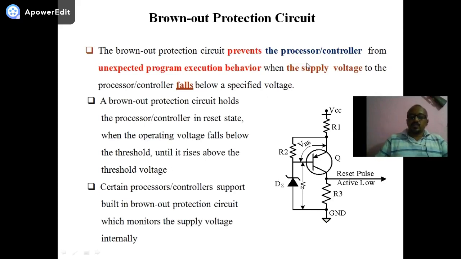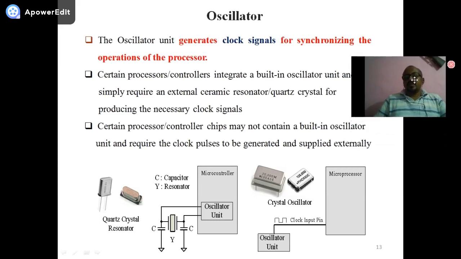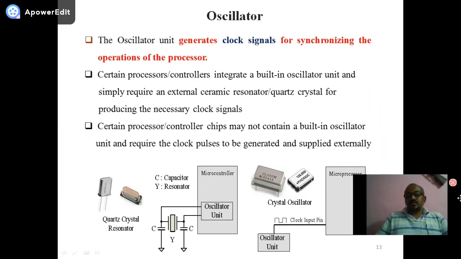Certain processors support built-in brownout circuits, and some need to be connected externally. Nowadays, in most embedded systems, the brownout circuits are inbuilt.